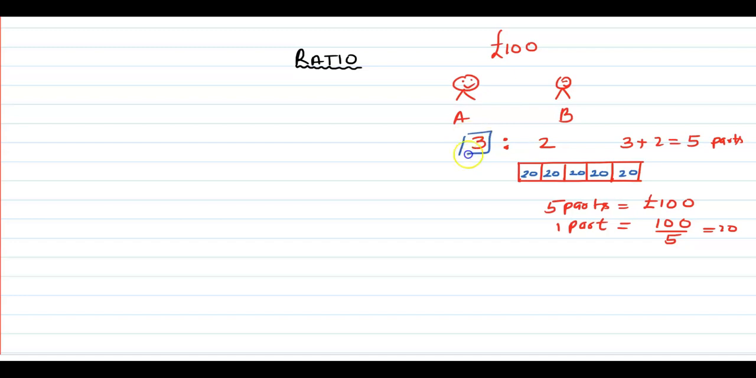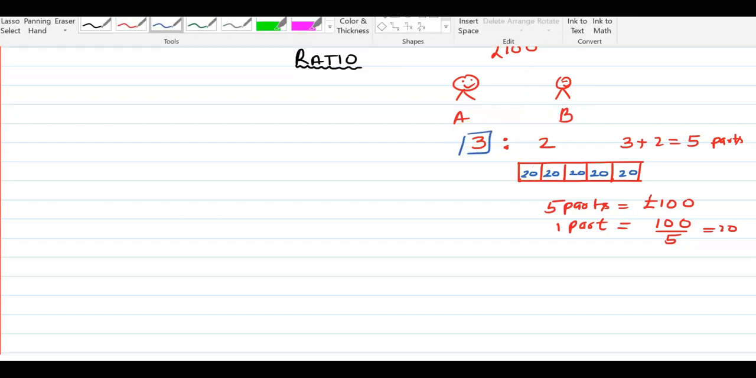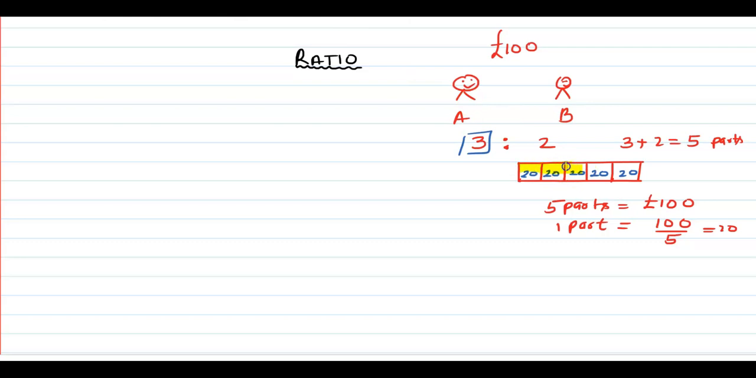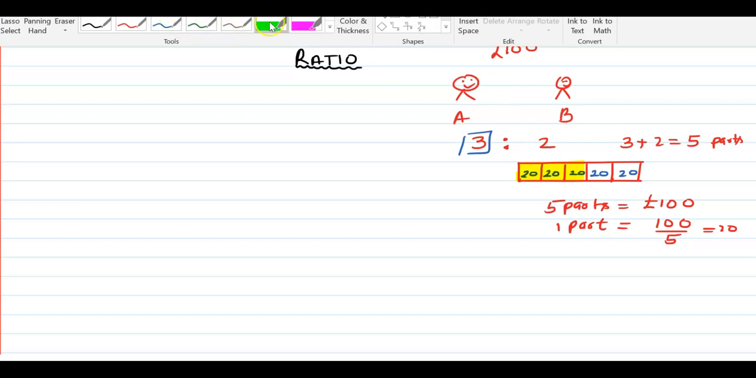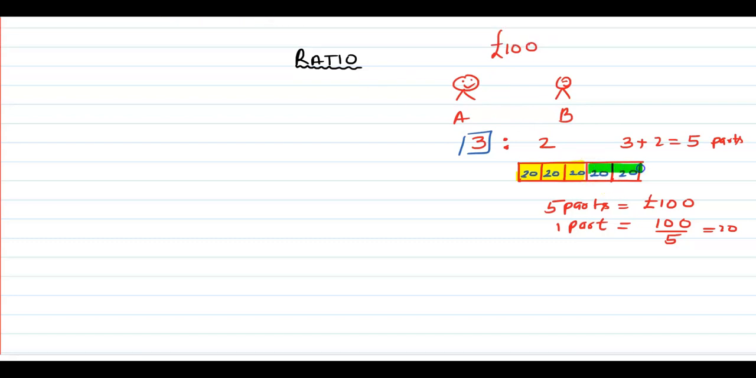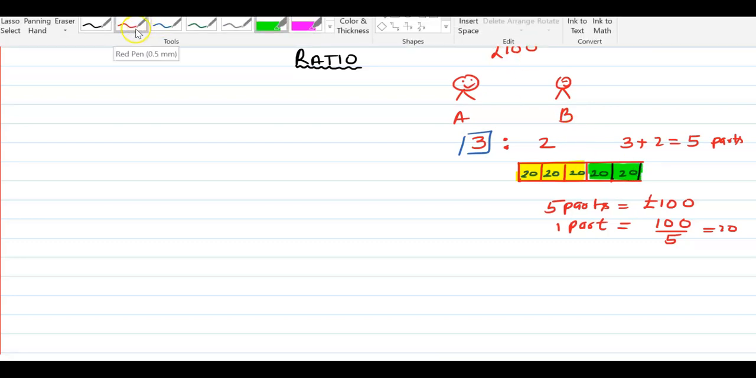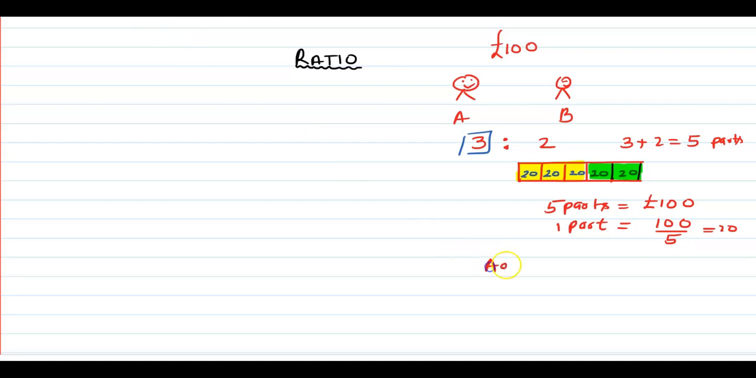A is keeping 3 parts. So part of A is these 3. And part of B is these 2, because they are just doing 2 parts. So it means how much money A got. So A got 20, 20 and 20. 20 plus 20 is 40. 40 plus 20 is 60. So A got £60. What about B? B got 20 plus 20, that is £40.